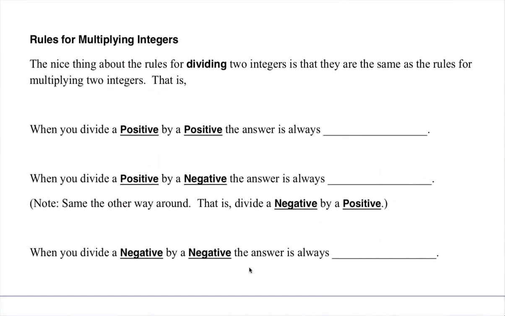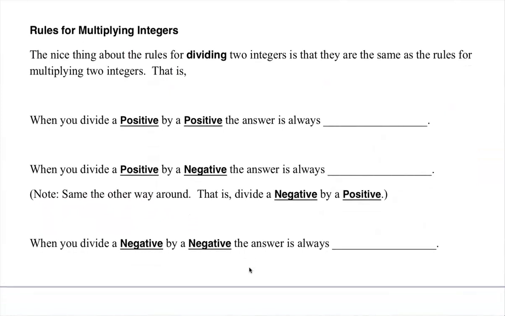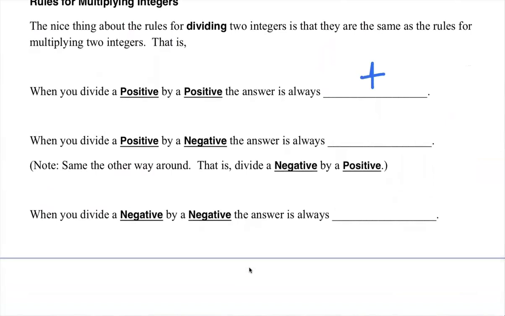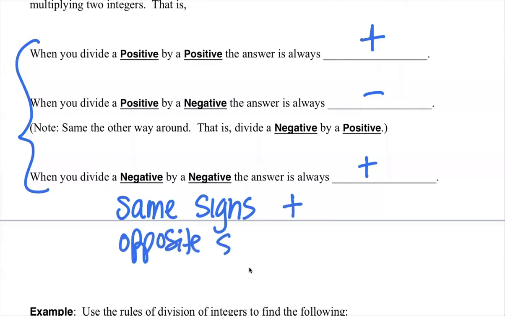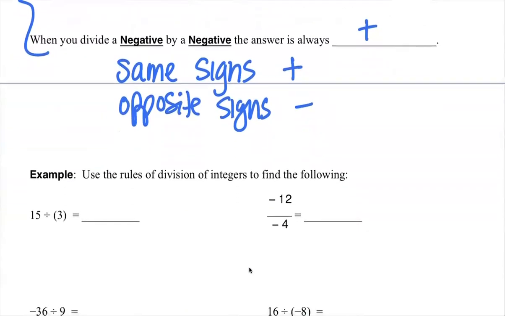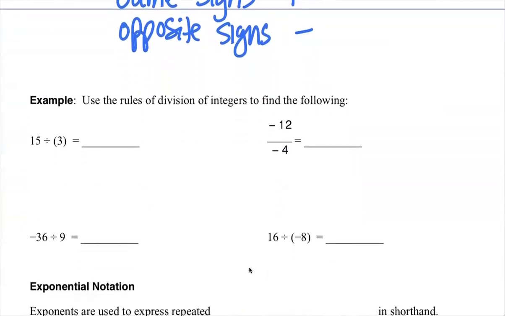The nice thing about rules for dividing two integers is that they're the same rules as we use for multiplying. So if it's a positive divided by a positive, positive; a positive divided by a negative, negative; and a negative divided by a negative is positive. And what I did before in collapsing those into two rules still works. So if we have two numbers with the same signs, the answer is positive. Opposite signs, the answer is negative. Use these rules for division to divide the following.